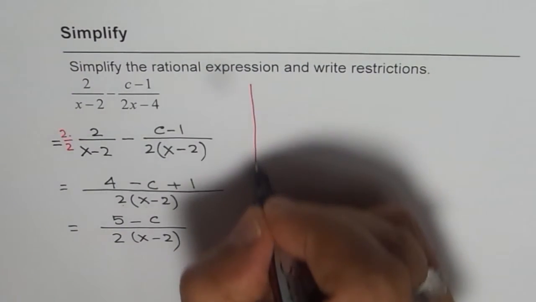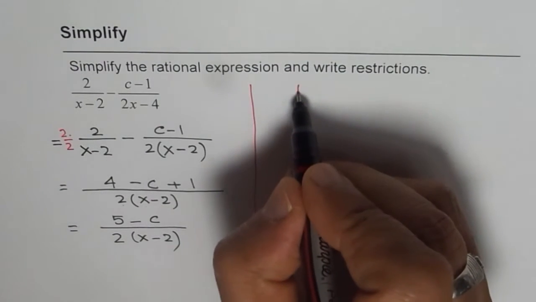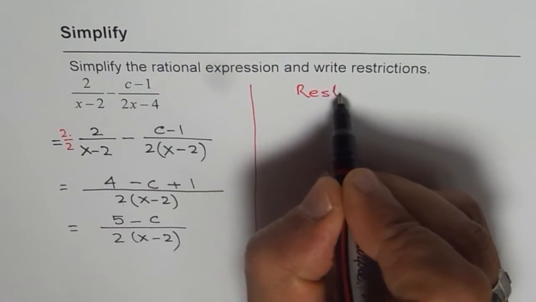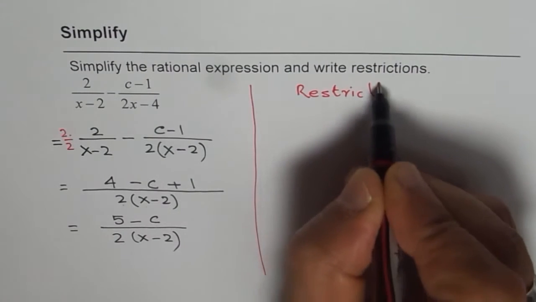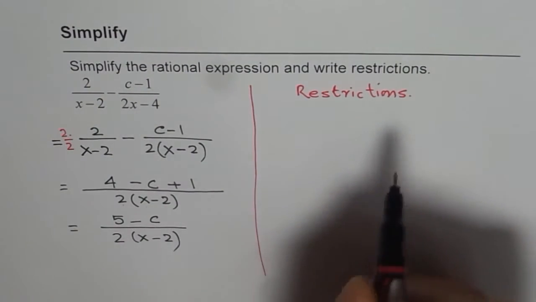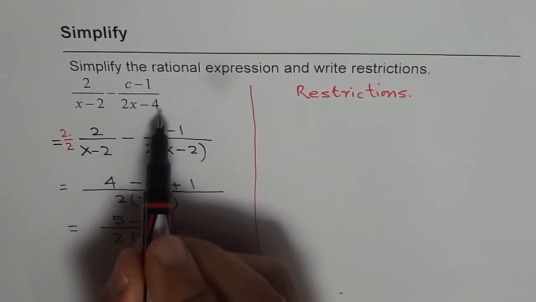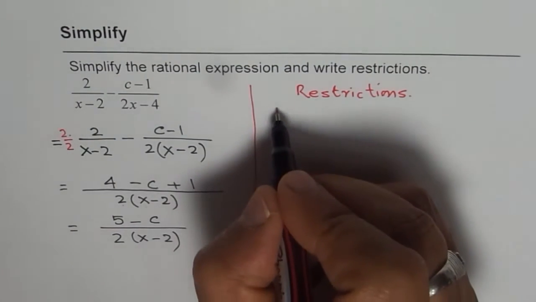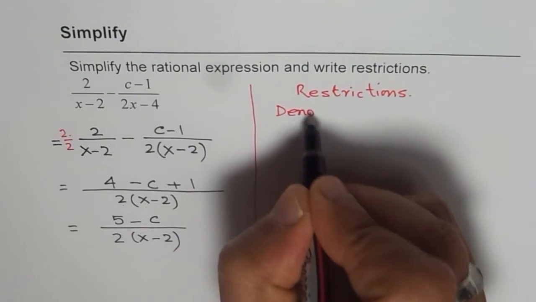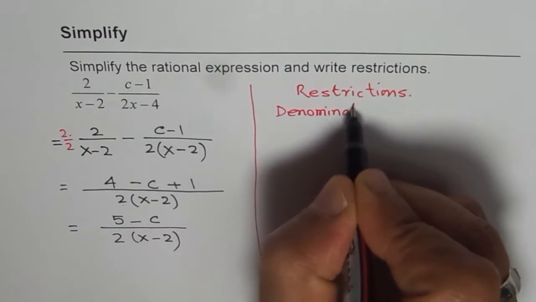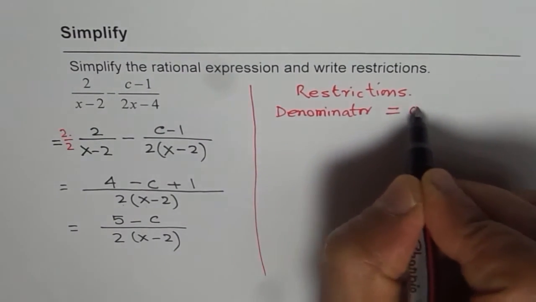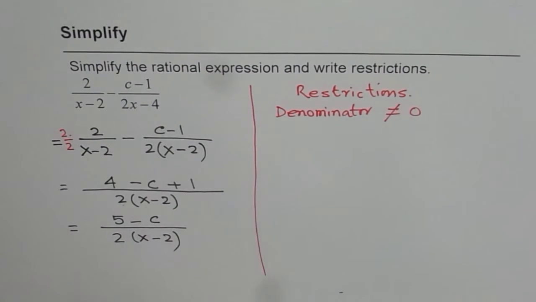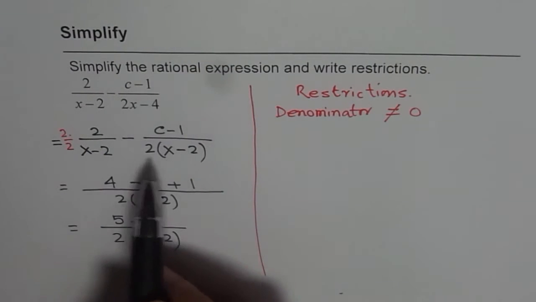Now let's look into the restrictions. Why do we have restrictions here? That is one question which you should answer. Restrictions are because the denominator cannot be 0. So to find restrictions, we need to equate the denominator to 0, right? So we say restrictions since the denominator is not equal to 0. That leads to restrictions.